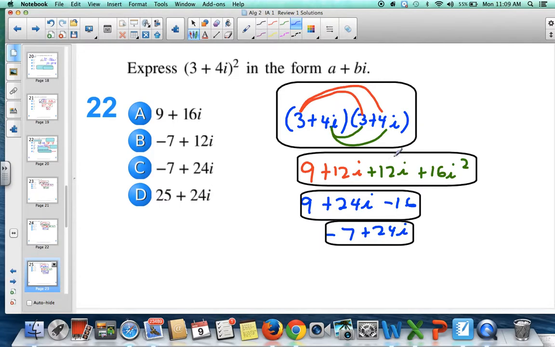Number 22 is the same kind of thing, only this time things won't cancel. 3 times 3 is 9 plus 12i. And then we say minus 12i for those, negative 4i times 3. Then 4i times 4i is plus 16i squared. These two will not cancel anymore because they're not opposites like they were in the past. So 12i plus 12i is 24i. 16i squared is minus 16, so 9 minus 16 is negative 7 plus 24i.